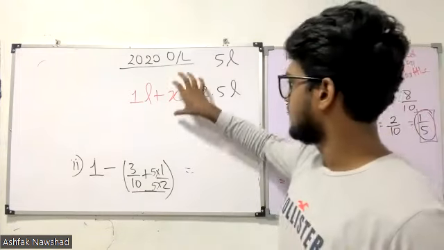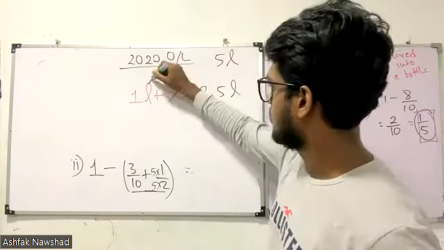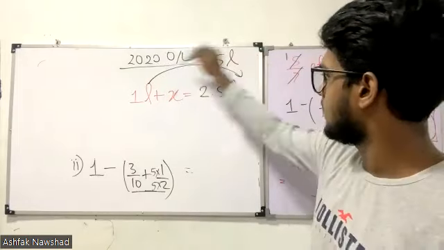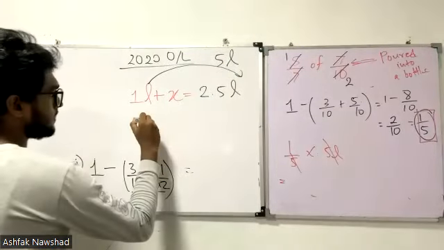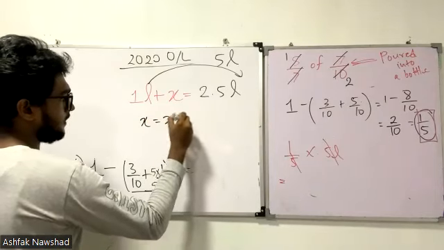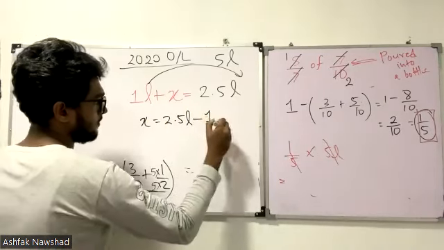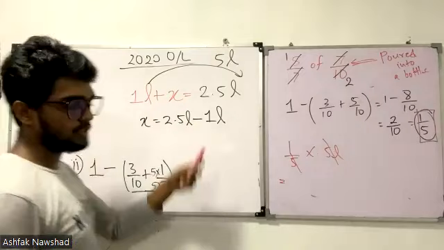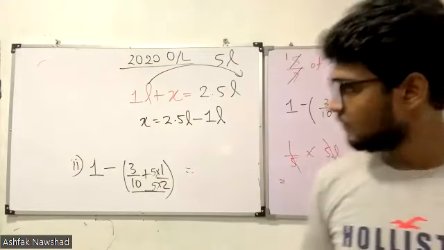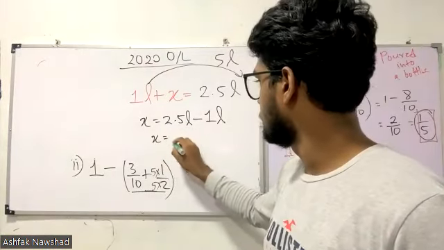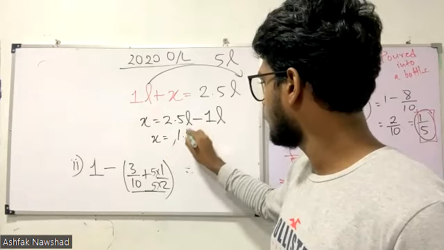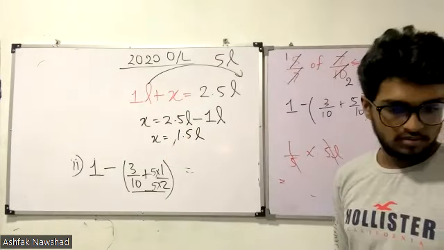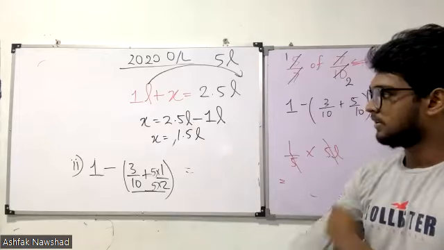Exactly. We must make X the subject, right? You can take 1 liter to the other side. So it becomes X equals 2.5 liters minus 1 liter. So what is 2.5 minus 1? It's 1.5. They have added 1.5 liters to the liquid. So that's what they asked in Roman number 3.